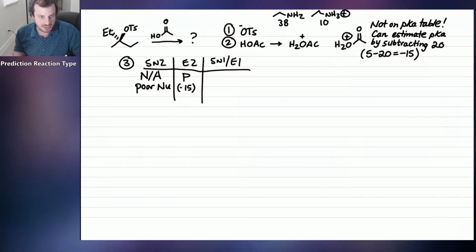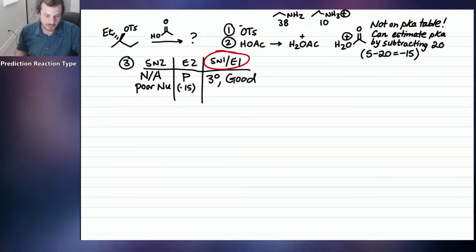And then SN1/E1, it's tertiary, so it's good. So among N/A, poor, and good, SN1/E1 clearly is the winner. Now, we know it's not E1 because the conditions are not H2SO4 and heat. So we know it's got to be SN1. If it's anything but H2SO4 and heat or TsOH and heat, then it's definitely not E1. It'll be SN1. So we can go ahead and draw the product.